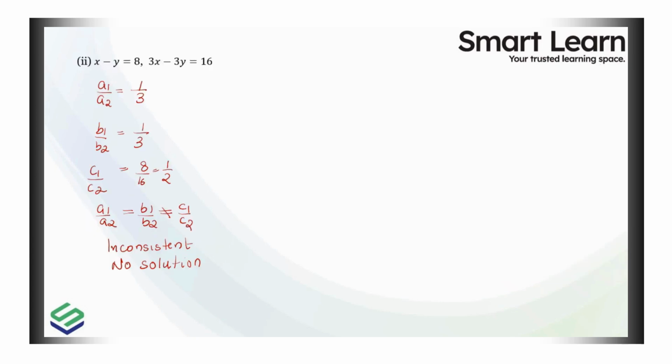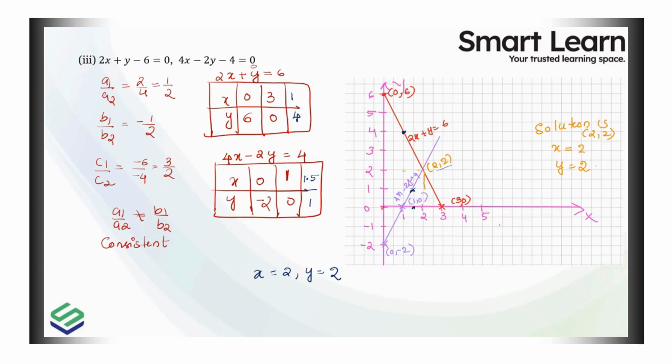Next question. Here when you check, look, a1 by a2 will be 1 by 3. Here minus 1, here minus 3, 1 by 3. 8, 6, 1 by 2. That means a1 by a2 equals b1 by b2 but not equal to c1 by c2, which means they are inconsistent, no solution.